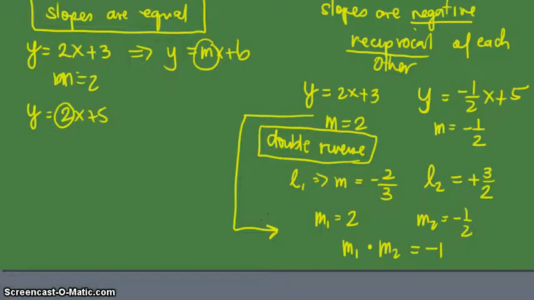So if the given problem says the two lines are perpendicular, the idea is that the product of the slopes should be -1. So for example, if I multiply 2 and -1/2, this will be equal to -1. That will always be true for perpendicular lines. Okay, so remember these two ideas.